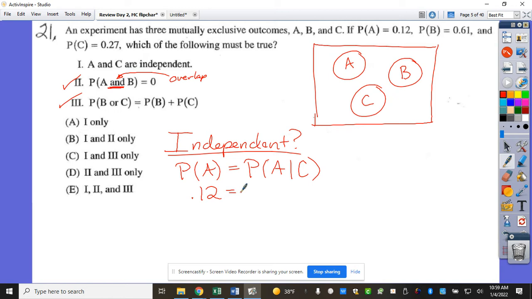What does this right there mean? What does this part read as? Given C. So given that I am in this circle right here, what is the probability that I'm A? 0. So are those equal? No. So are they independent?